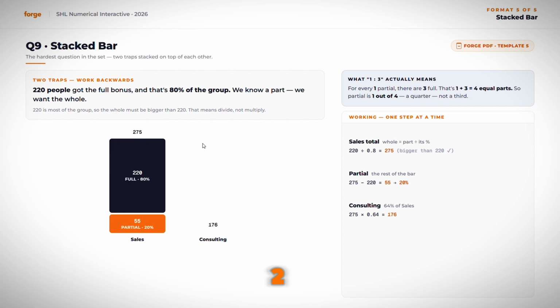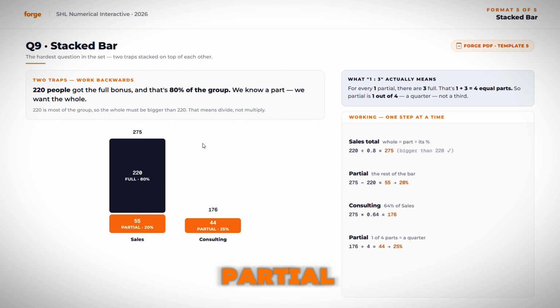So now trap 2, the ratio. Partial to full is 1:3. That does not mean partial is a third. 1:3 means for every one partial, there are 3 full. So split the bars into 1 plus 3 is 4 equal parts. Partial is one of those 4, a quarter, not a third. 176 divided by 4 is 44, and that's 25%. Full is the other 3 parts, 132, that's 75%.